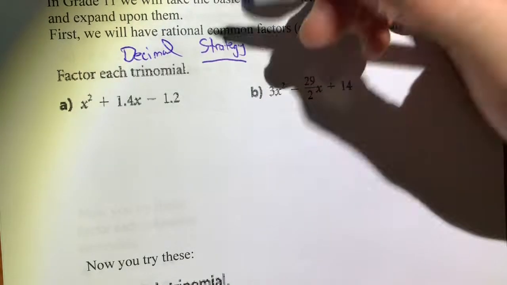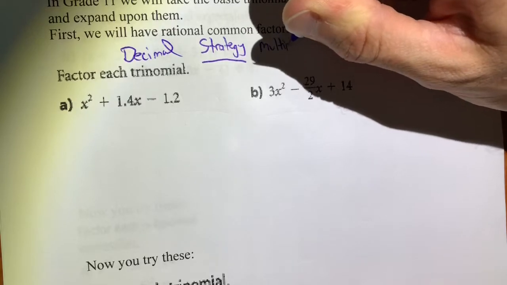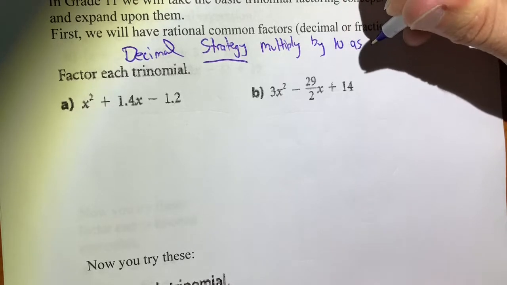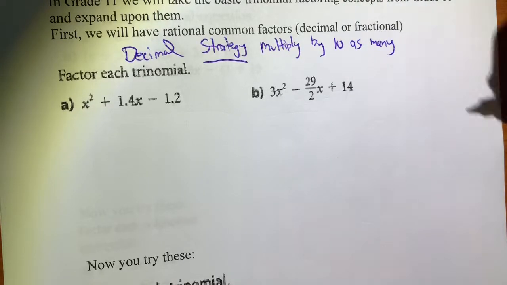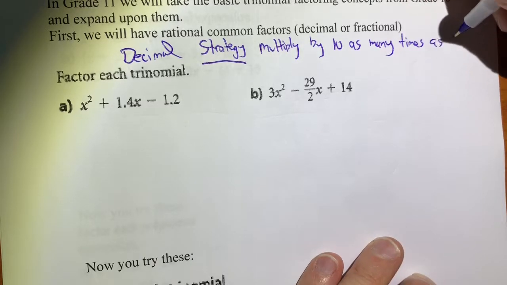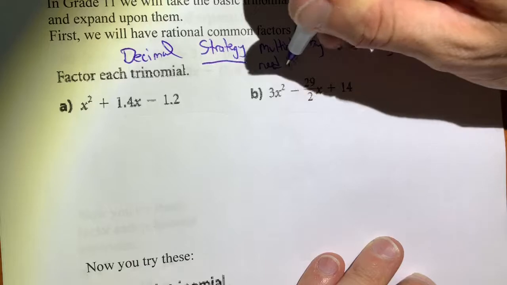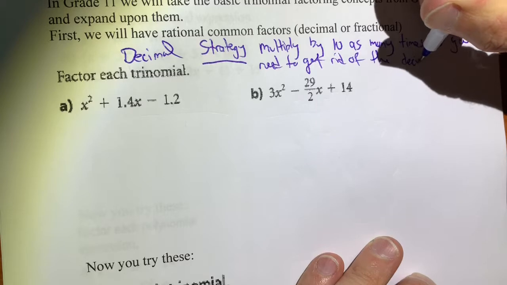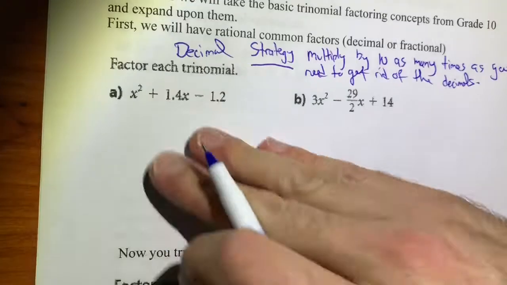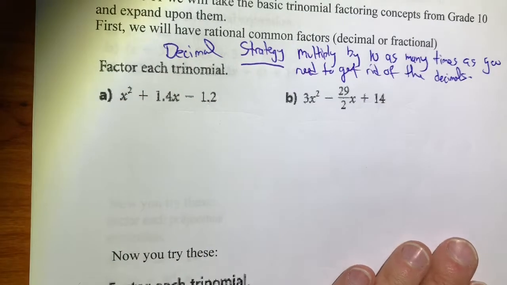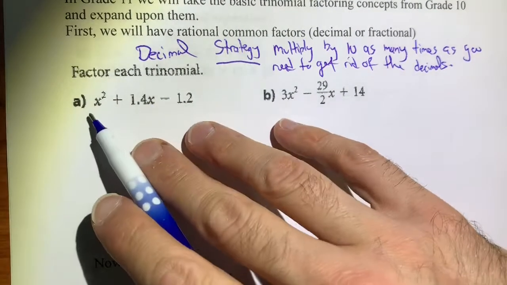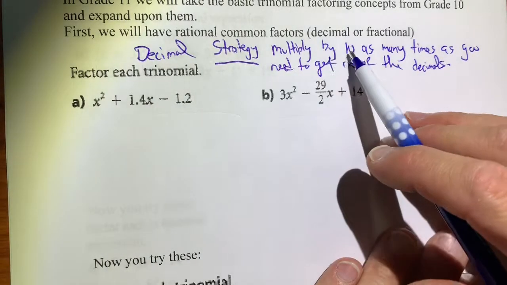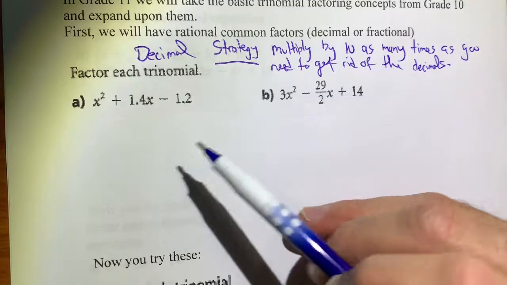Now, let me write down the strategy. So multiply by 10 as many times as you need. You have to keep track of how many zeros you have, as many times as you need to get rid of the decimals. Okay, now you can't just change the question. Like if I multiply everything by 10, it's a new question. So you need to set up a factor in front of the whole thing that actually brings you back to where I started. So once you find out how many zeros you have, you'll go 1 over that number.